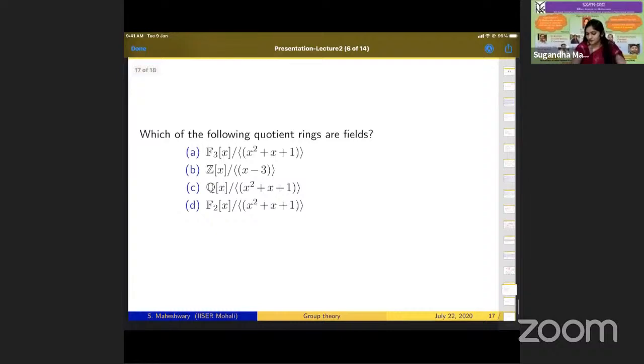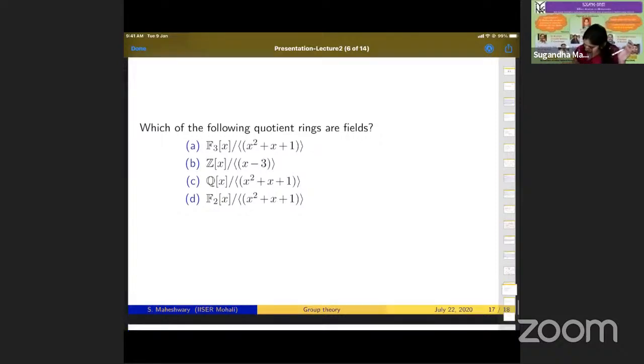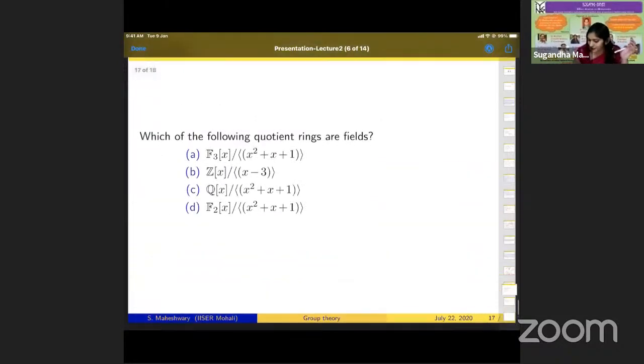Okay, look at this question. Which of the following quotient rings are fields? Now I expected an answer from you, but because I cannot have access to YouTube right now because of some technical issues, let me just go over this discussion, and probably this is the last question that I have for you. And then I'll talk about a few more things. So you need to answer whether these are fields or not, right?